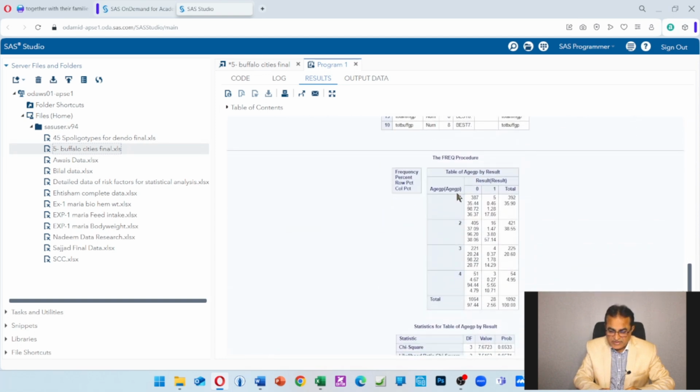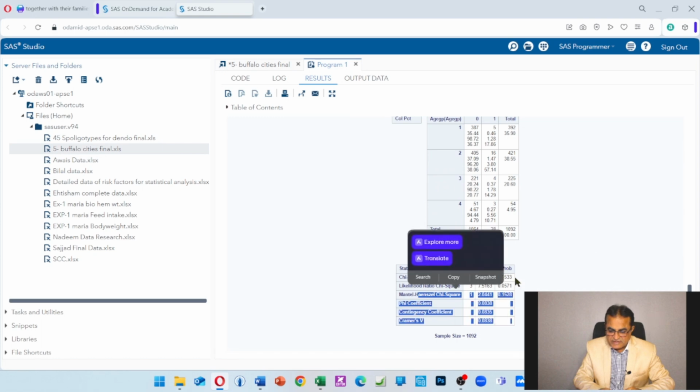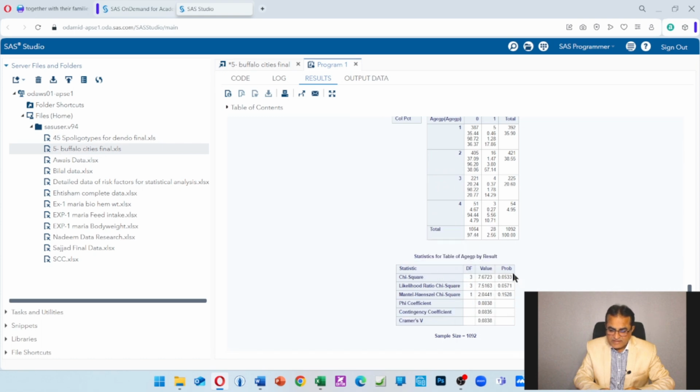You can see this table, and here the chi-square is applied. Mantel-Haenszel chi-square is a more stringent test. Simple chi-square is also applied, and likelihood chi-square is also applied. So the difference is non-significant. The value is greater than 0.05.